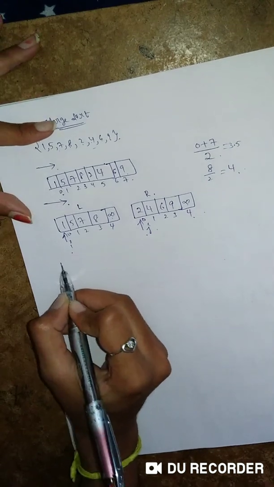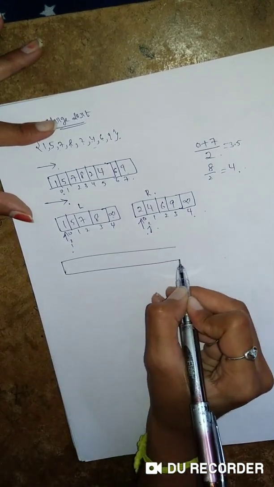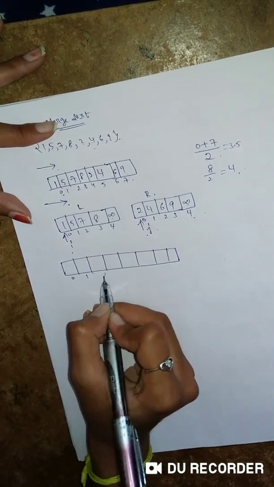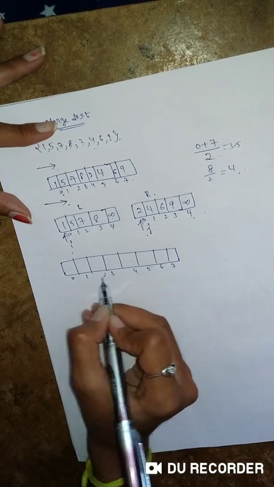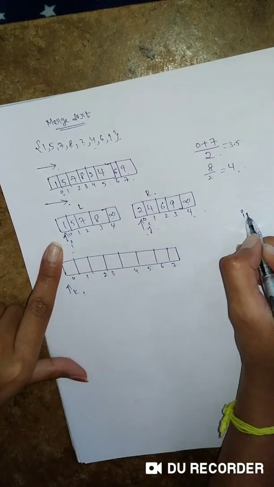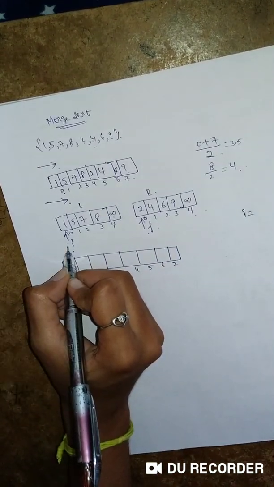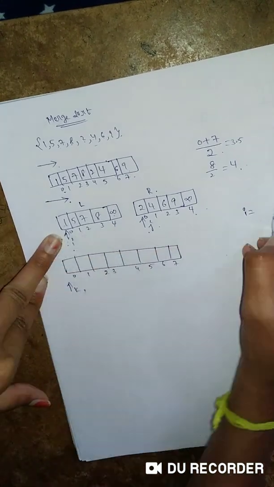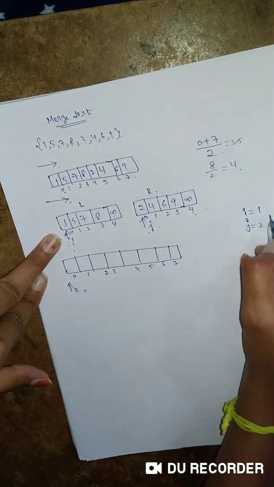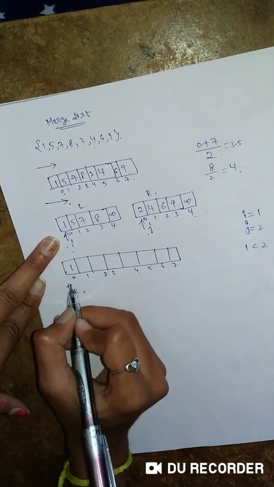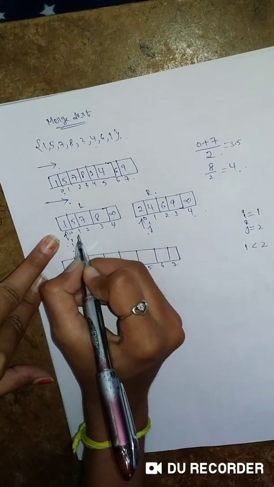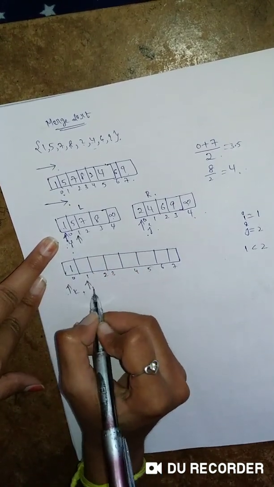So we need to take one more array for storing the sorted elements, with indices 0 to 7. We name it K. Now I is placed over here. I equal to 1, value is 1. J equal to 2. 1 is less than 2, so we will store 1 in K. After storing 1 in K, I is incremented by 1, and K is incremented by 1.